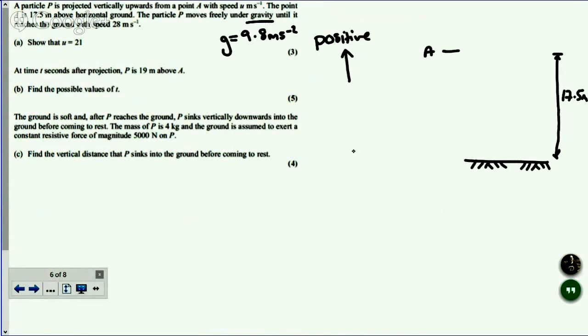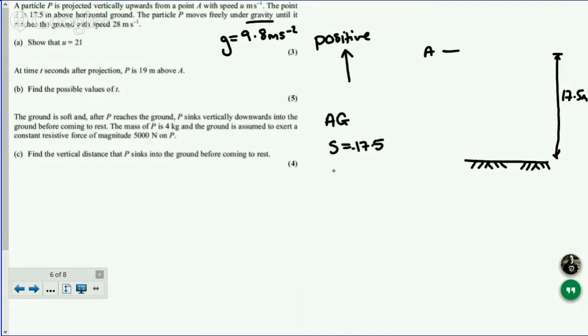Okay, so we're now going to deal with going from A to the ground. So what is that distance? Well, if up is positive and it's going down by 17.5, our distance is minus 17.5. U is what we're trying to find. Don't just put 21 in and show that it works. You've got to find that it's 21. The final velocity is 28, but that is also in a downwards direction, so it's got to be minus. The acceleration is down, and the time, well, we don't rightly know. So we've got S, U, V, and A.